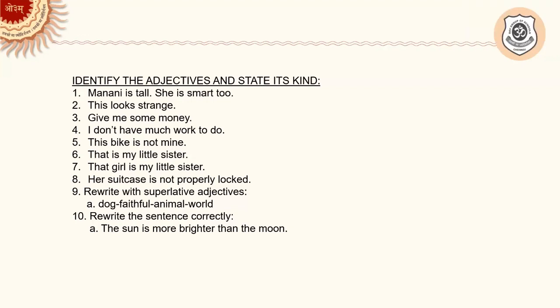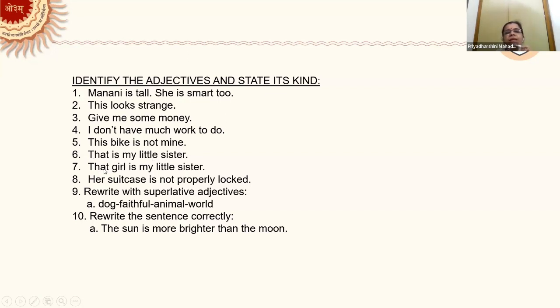Pronoun. Okay. That is my little sister. Here, that is a pronoun, because after that it is followed by a verb. Can you see that? That is. Whereas in the previous example, you can see this bike. Bike is a noun and this is an adjective. Here that becomes a pronoun. So, that is my little sister. But here in little sister, little is an adjective.